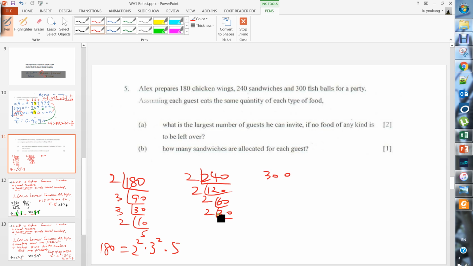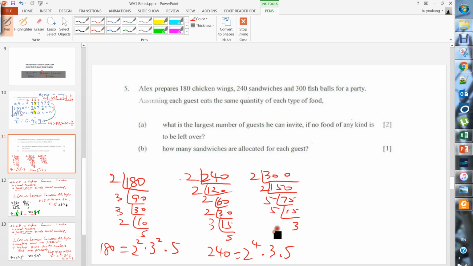Let me double check. Okay, good, 15. And then you have a 3, and then you have a 5. So 240 is, how many 2s do you have? 1, 2, 3, 4. You have 4 of them. Okay, next. You do it for this. So 300, let me put it at the bottom. So you have 300 equals to, how many 2s do you have? 2 to the power of 2, then you have 2 5s. Then last but not least.